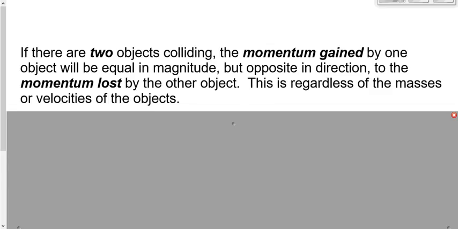If there are two objects colliding, the momentum gained by one object will always be equal in magnitude, but opposite in direction, to the momentum lost by the other object. This is regardless of the masses or the velocities of the object.